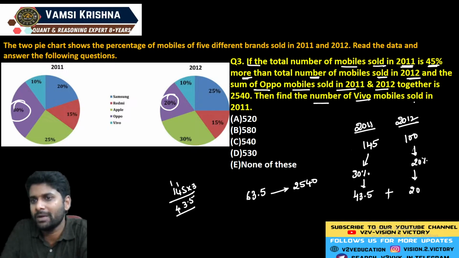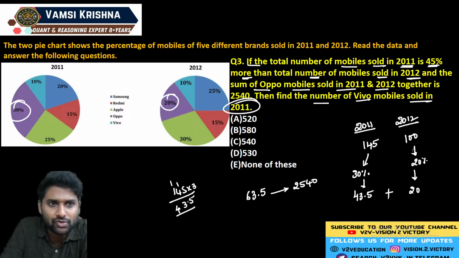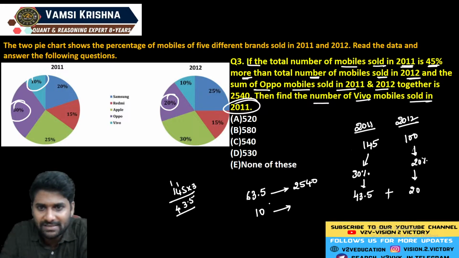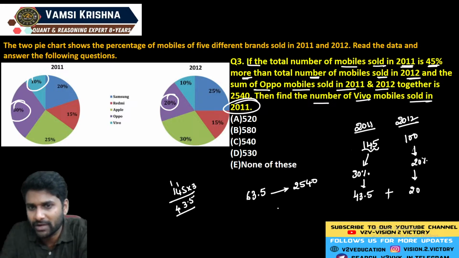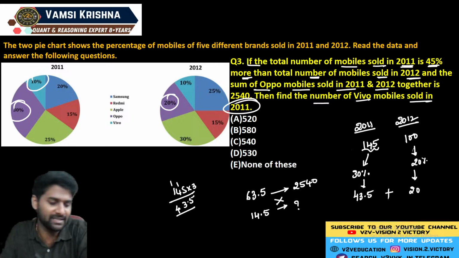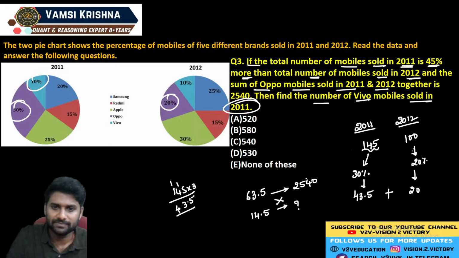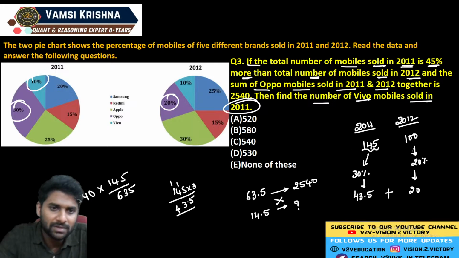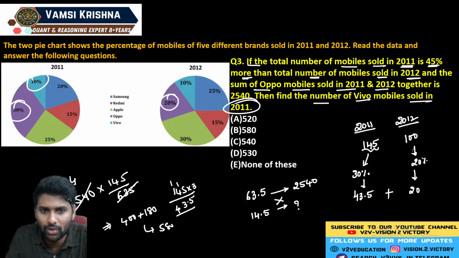Here the question: find the number of Vivo mobiles sold in 2011. So how many Vivo mobiles are sold? It's 10%. Guys, Vivo mobiles means 10 percent of 145, so 14.5 units is equal to how much? Just cross multiply and you will get the answer. So 2540 multiplied by 145 and 635. Is it clear, guys? Now multiply 635 by 4 and 145 by 4. 45 2s are 90 and 45 4s are 180, and the whole answer is 580.